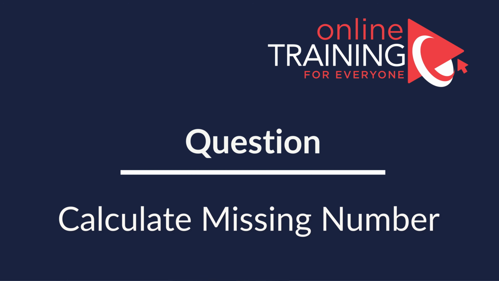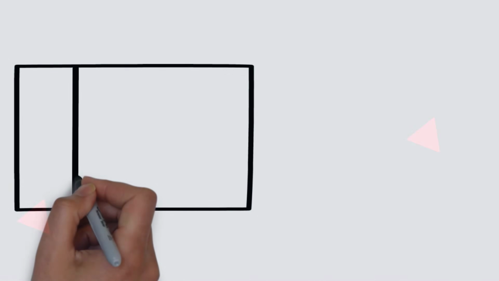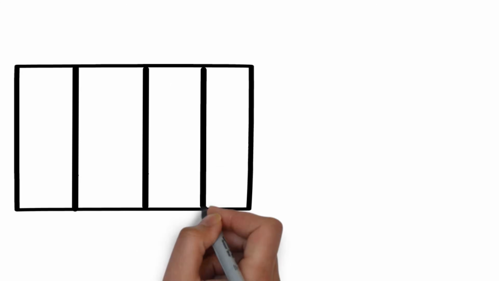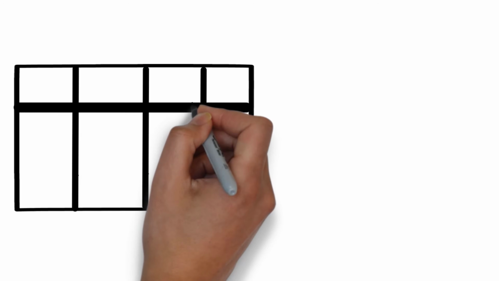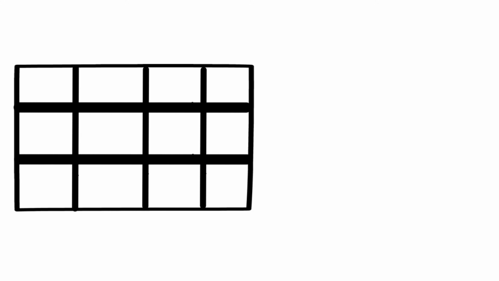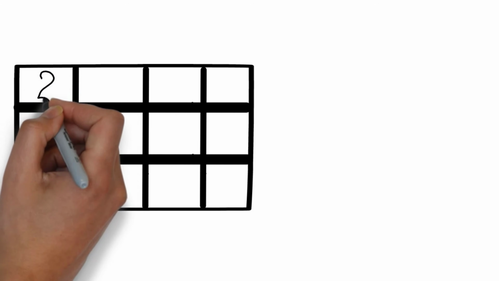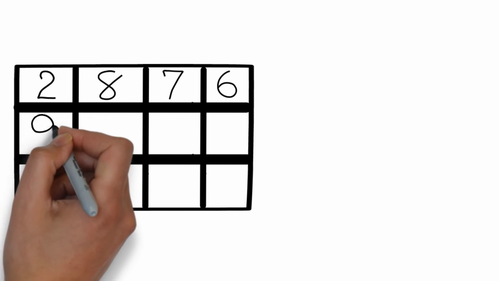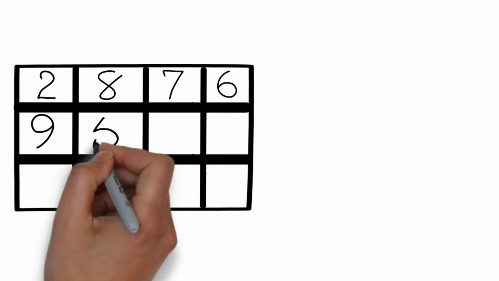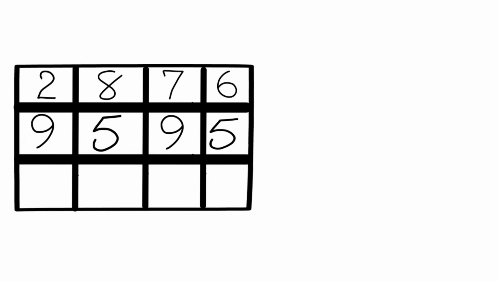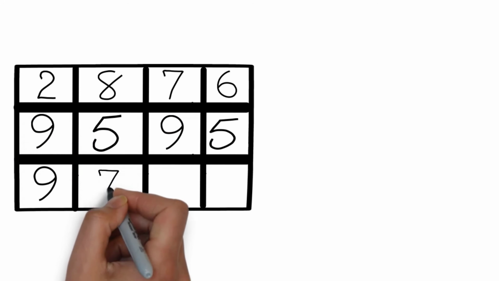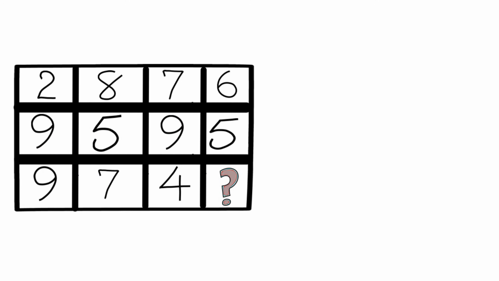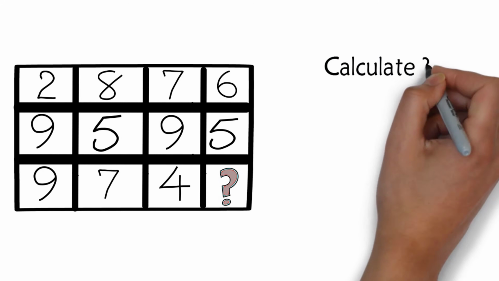Here's one of my favorite questions because it is very frequently used on the test. You're presented with a 4 by 3 matrix. Each cell in the matrix has numbers. For example, the first row in the matrix has numbers 2, 8, 7, and 6. The second row has numbers 9, 5, 9, 5. And the third row has numbers 9, 7, 4, and one number in the bottom right corner is missing. And this is exactly what you need to calculate.